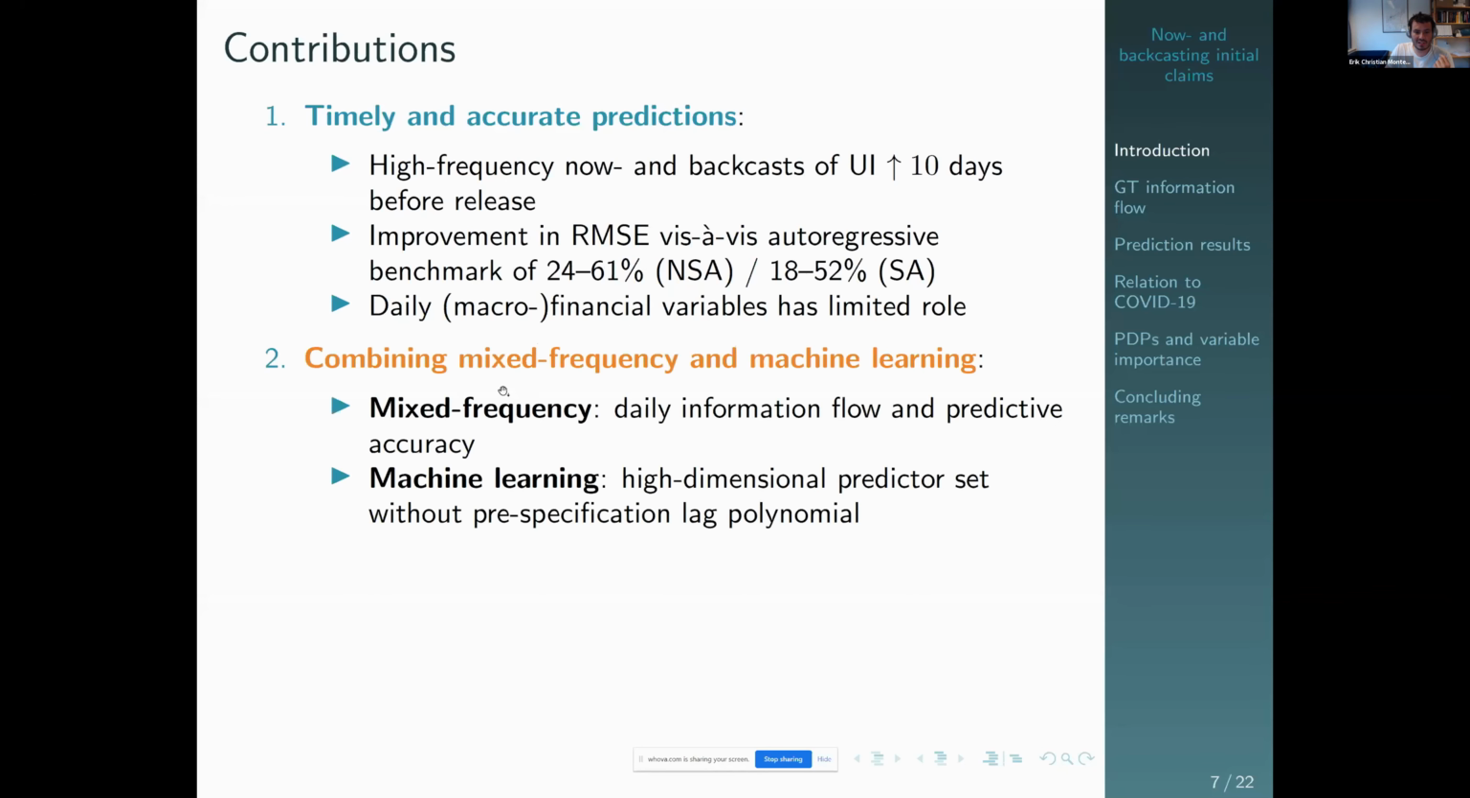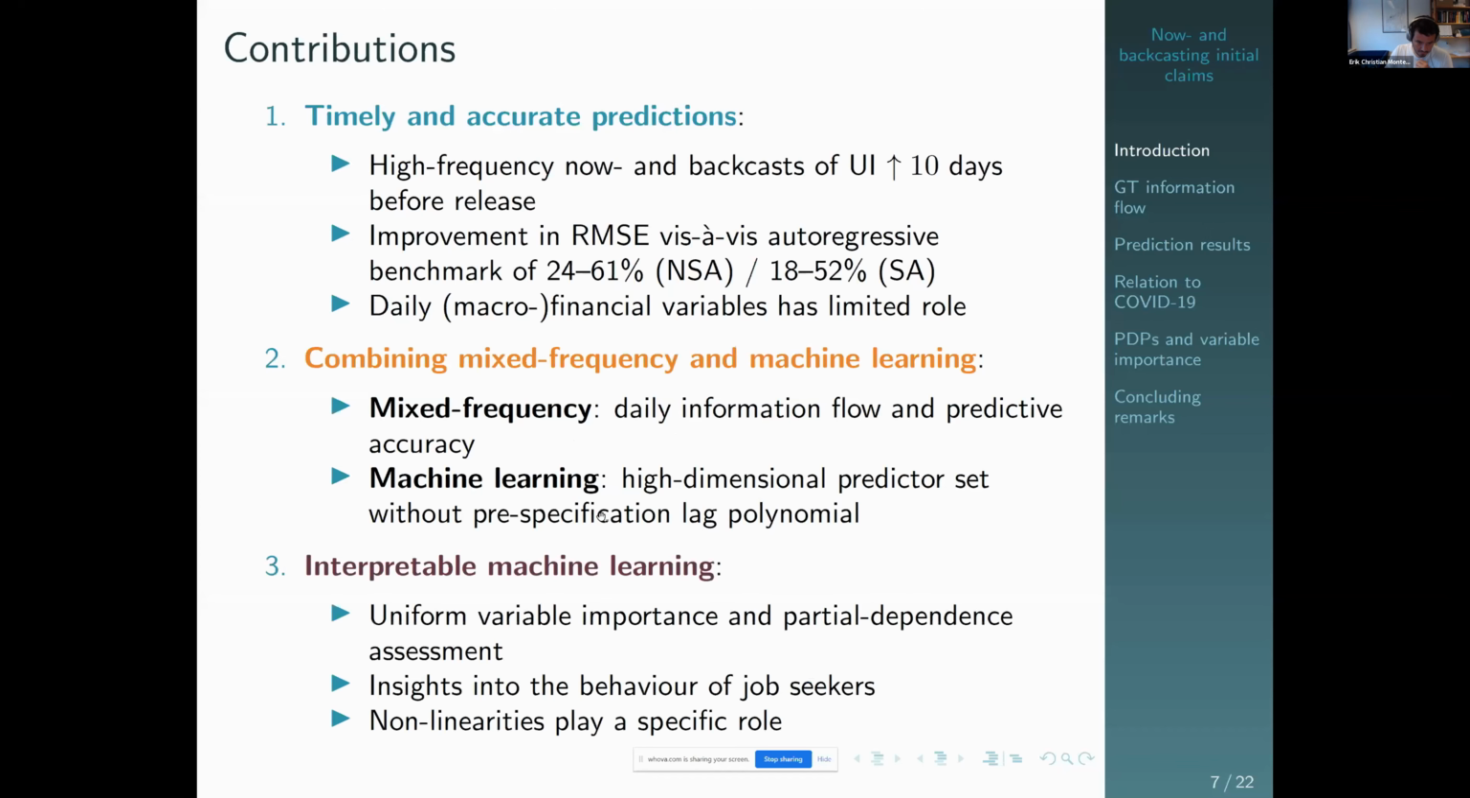Our second contribution, and this is something that we highlight much more in the new version, is that we're basically the first paper that combines the U-MIDAS framework with machine learning models, so that we're basically able to get the best of both worlds. The mixed frequency dimension allows us to capture the daily information flow, so you get a term structure of the information flow. And the machine learning aspect allows us to get a very large set of predictors into one model. As you will see, we have more than 700 predictors in these models.